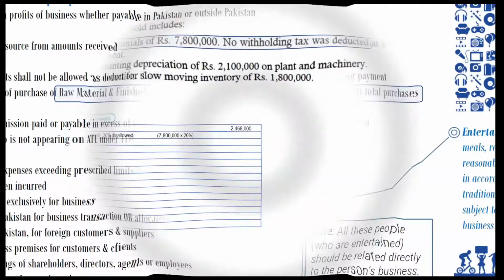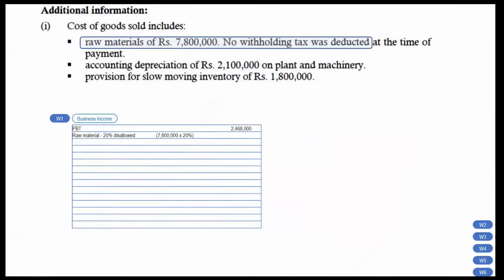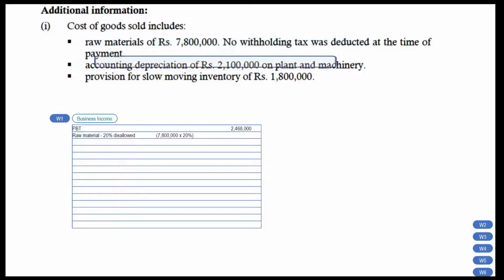Now come back to your solution. Total purchase during the year has not been mentioned in question. So we will calculate 20% of this purchase only, which is 7.8 million. Out of total 7.8 million, only 1.56 million will not be allowed as expense. We will add back the disallowed amount to profit before tax figure.